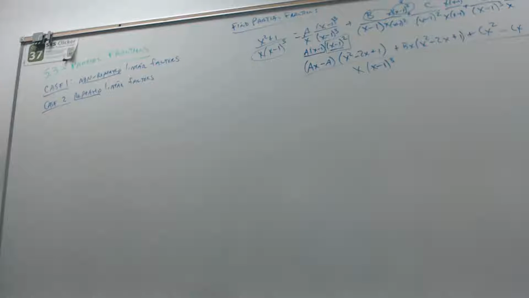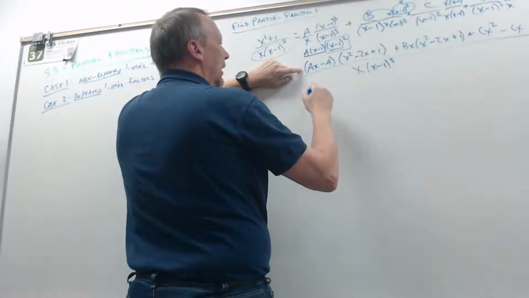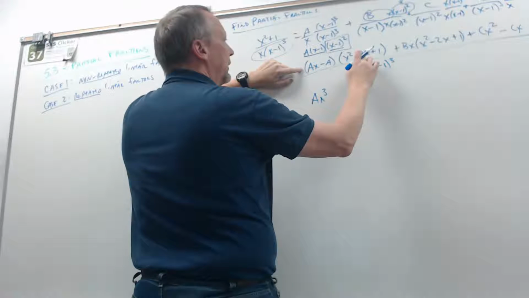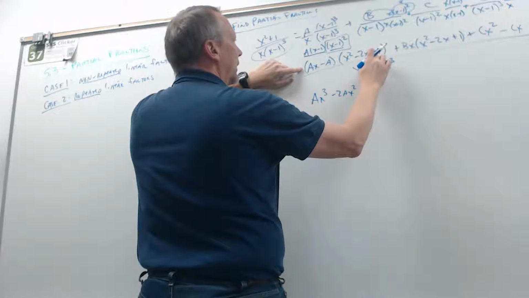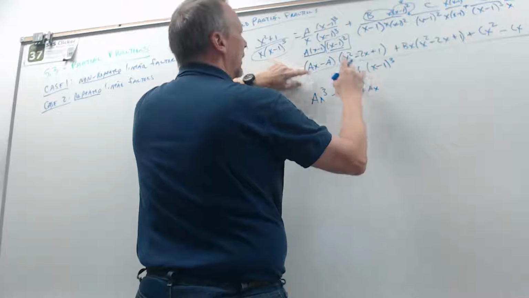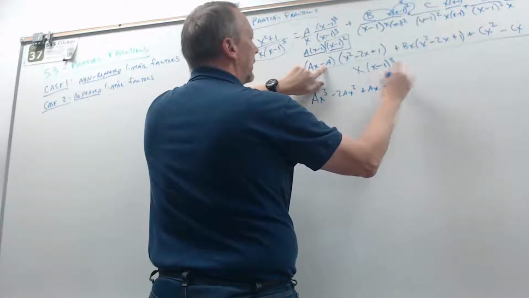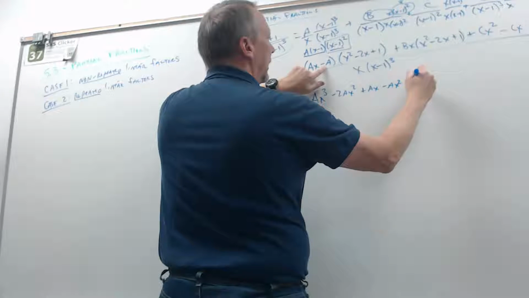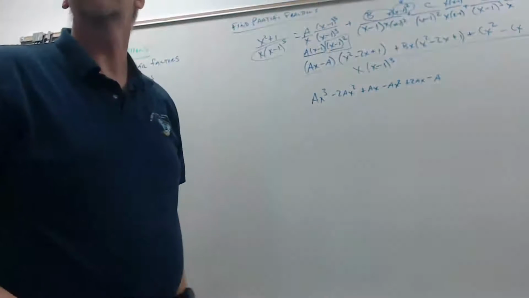Never mind, I figured it out. You figured it out. Okay, Spencer, do you want to start foiling this out? ax times x squared, that's ax cubed. ax times negative 2x is negative 2ax squared. ax times 1 is ax. Now we're going to do these. Minus ax squared, plus 2ax, plus 2ax, minus a. Okay? We'll move on to somebody else for this.